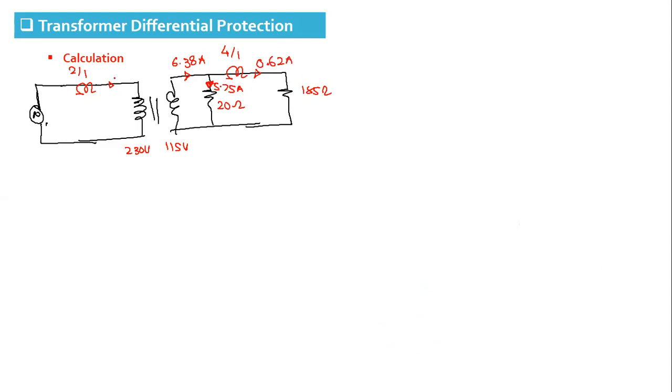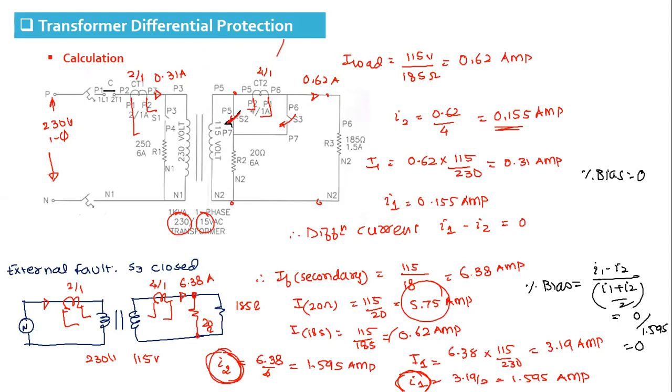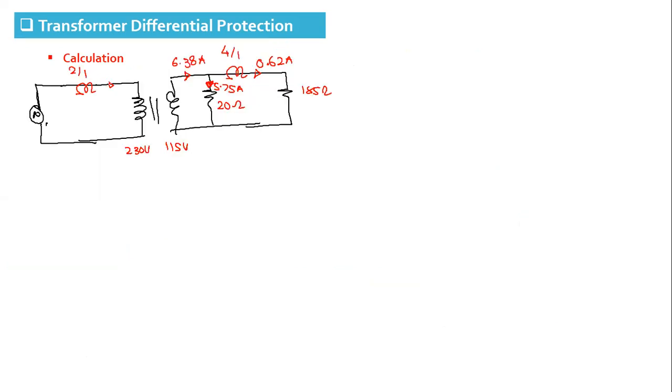And this current is the same, 3.19. Now see, the current through CT2 is 0.62 ampere. Therefore, I2 is 0.62 divided by 4. That comes to 0.155 ampere.